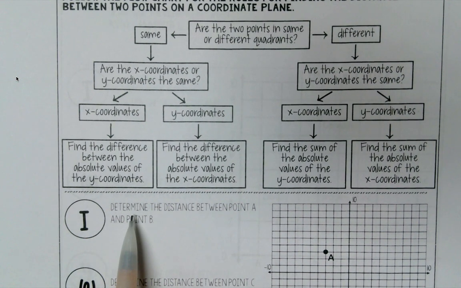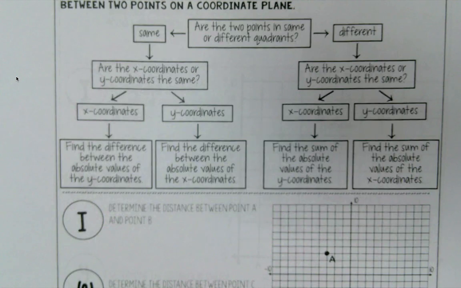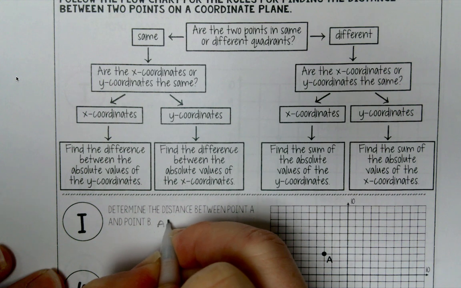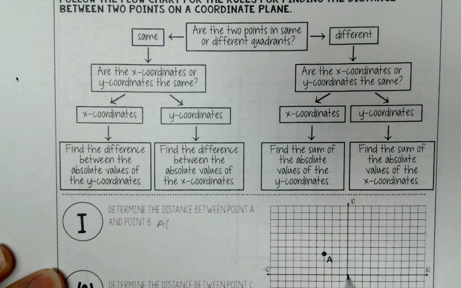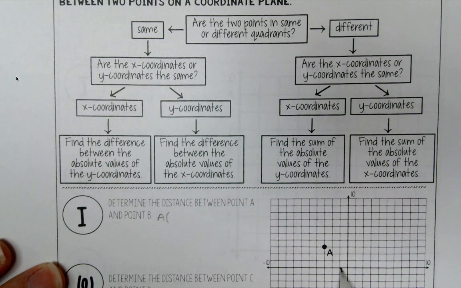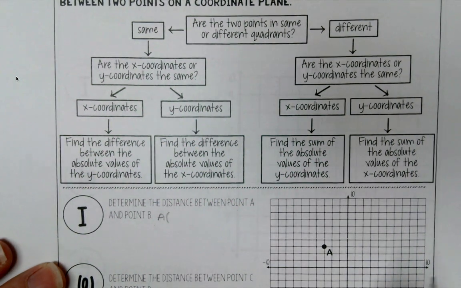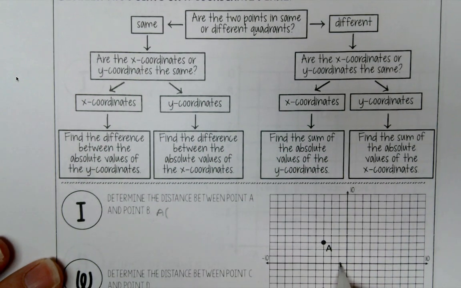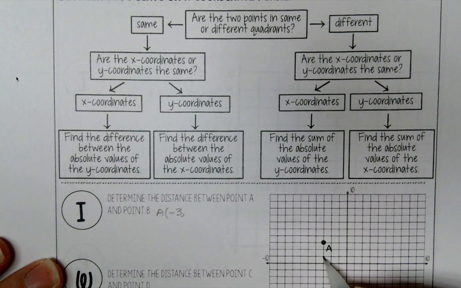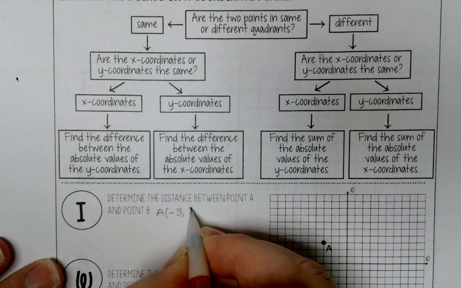Here's my idea. Determine the distance between point A and point B. So the first step that you're going to do is write down each point. So point A is starting from my origin. I'm reading my points. I'm going to go to the left. And this is increments of 1 if we look at our grid. Count to the left. 1, 2, 3. So negative 3 is my x. And then I'm moving up 1, 2, 3. So going up is positive. Positive 3.